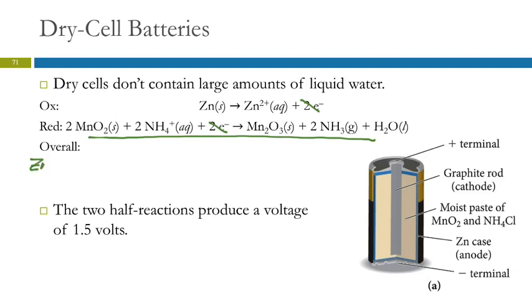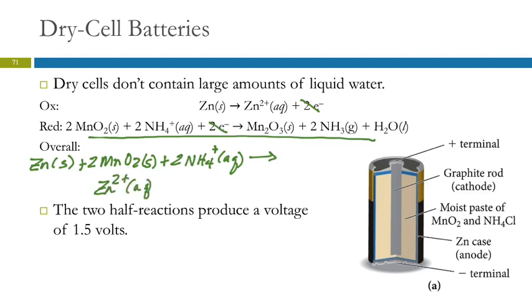So we've got solid zinc and 2 MnO2, also a solid, and some aqueous ammonium. And that's going to react and form zinc ion, Mn2O3 solid, ammonia gas, and water.